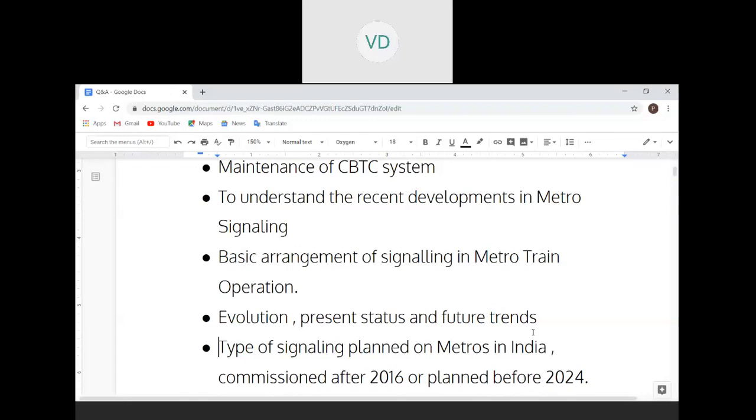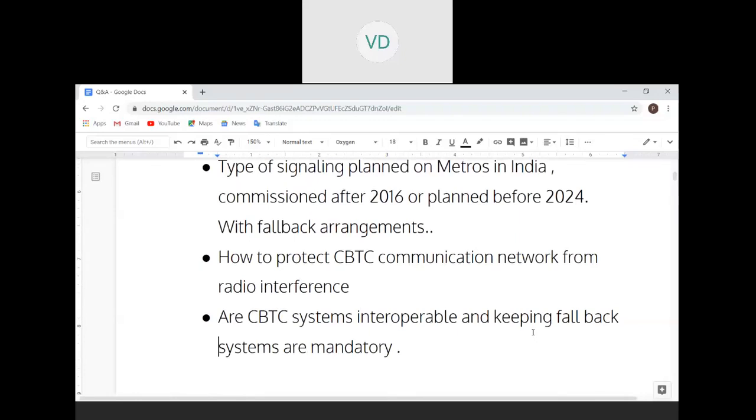Now, type of signaling planned on metros in India, commissioned after 2016, is all going to be CBTC with Wi-Fi or CBTC with LTE, one of these two. Are CBTC systems interoperable? No, even though IEEE 1474 is the specification followed by all CBTC systems, there is no interoperability. Each one has got their own proprietary element. It is not like ETCS. It is not interoperable. So that is the problem with many metros where expansion is to take place. You have to go to the same vendor.